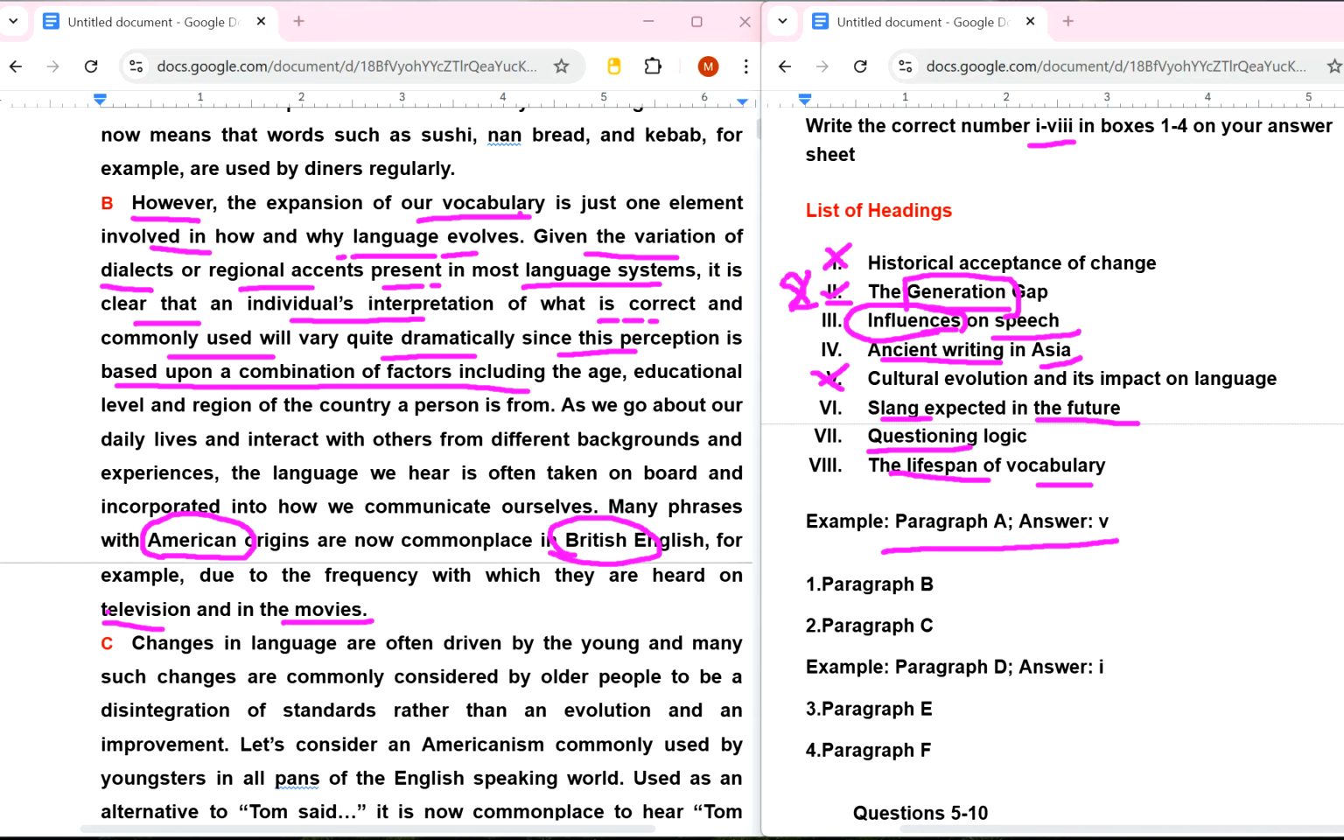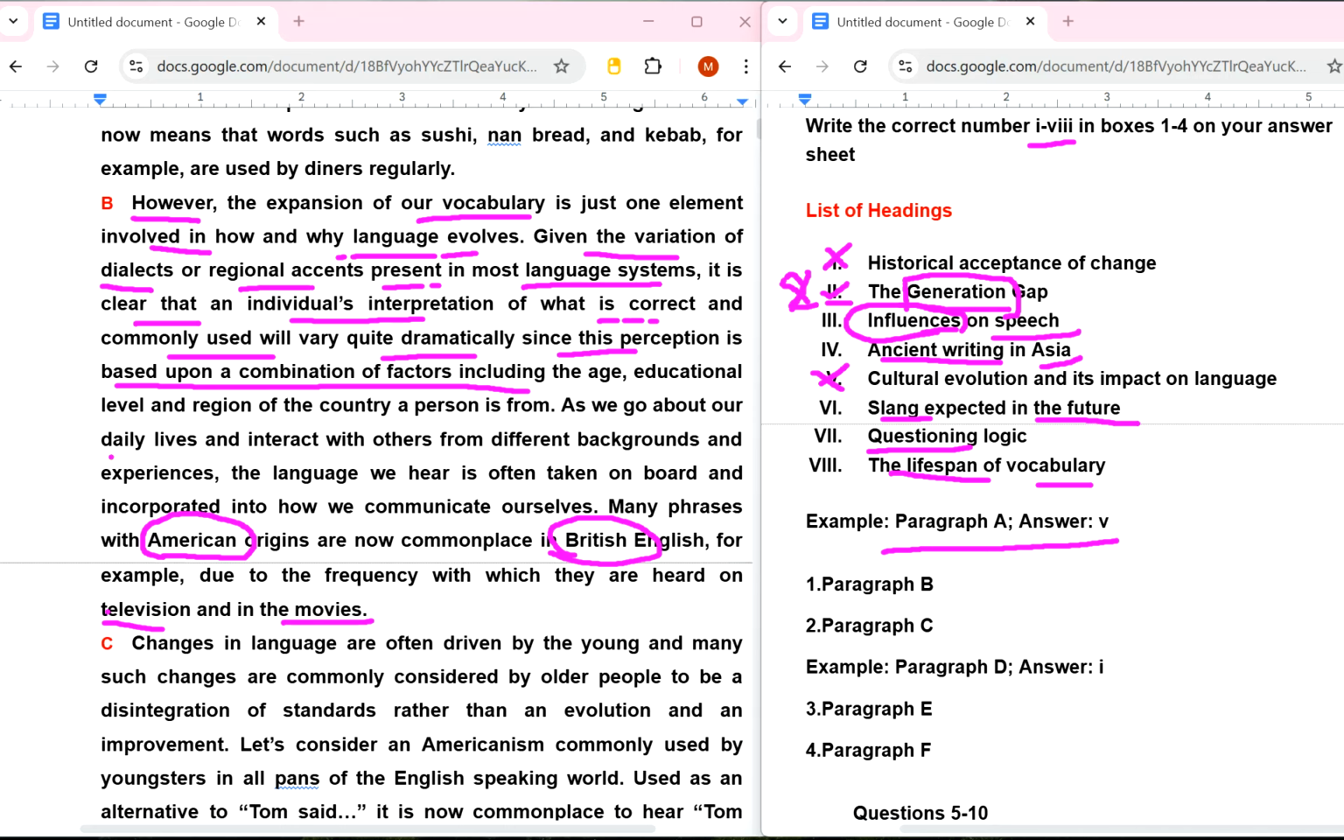Okay, as we go, here they were talking about vocabulary, and they are saying vocabulary is just one element, just one factor in how and why language changes. After that they are talking about dialects, regional accents, and what is correct and commonly used. So I have understood this. Now nothing is matching. Generation gap, they are not talking about. Influences on speech, accent is related. Dialects, accent they may be talking about. Slang, expected questioning, lifespan of vocabulary. Lifespan of vocabulary is not the main thing here. Let's read a little bit more.